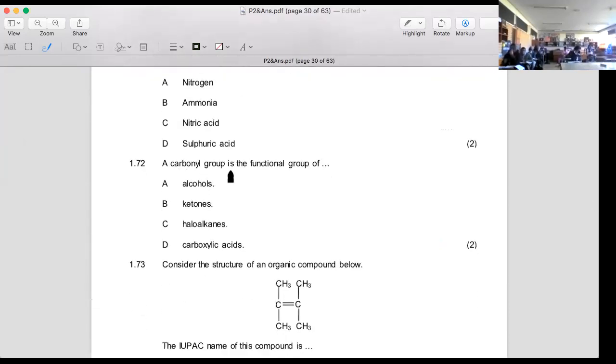A carbonyl group is the functional group of alcohols, ketones, haloalkanes, carboxylic acids. Okay, now I want to see hands. Who says the carbonyl group belongs to alcohols? Who says it belongs to ketones?